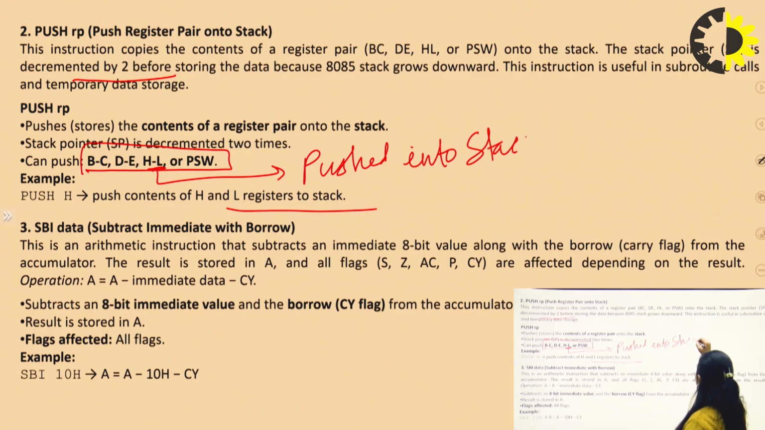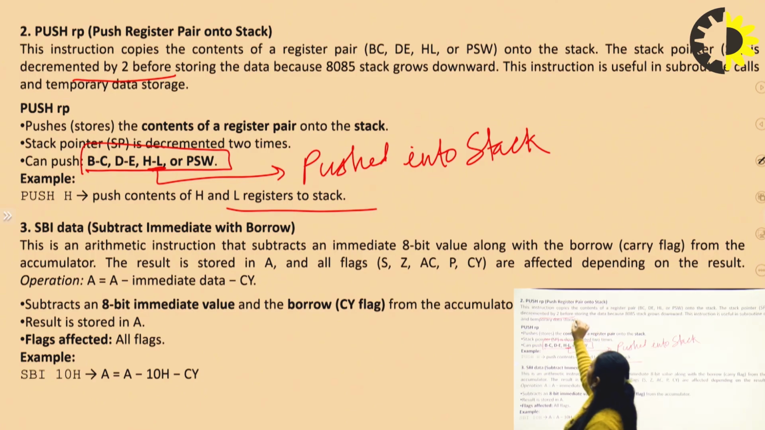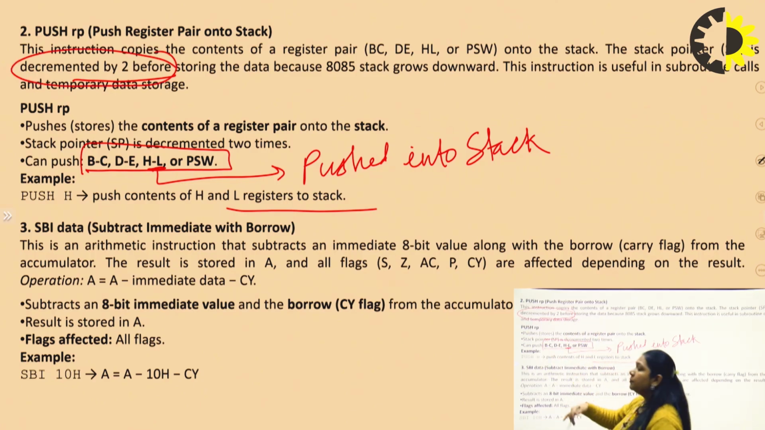That is why there is a decrement of 2. But if we have to pop the data, it will be incremented by 2. This is a basic difference between push and pop for stack. Next is SBI, subtract immediate with borrow.